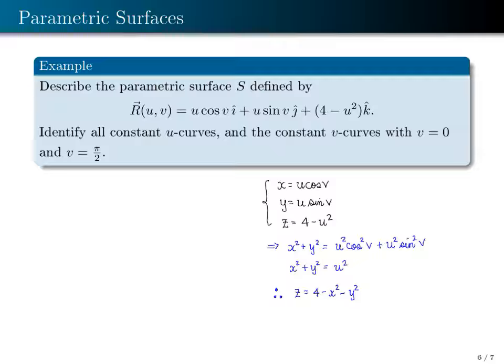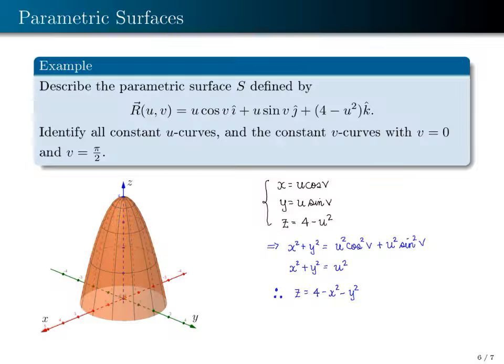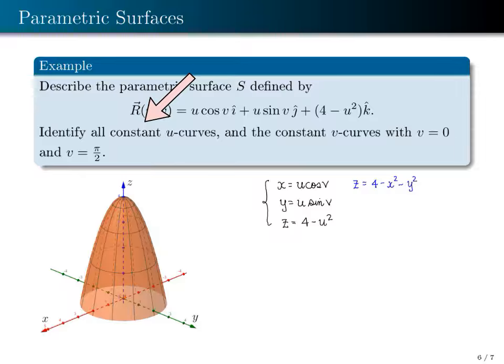Recall from Math 22 that the graph of this equation is a non-central quadric. Indeed, its graph is an elliptic paraboloid opening along the negative z-axis with vertex at (0, 0, 4). A sketch of the paraboloid is shown on the left. We now proceed in identifying all constant u curves of S. To this end, we set u to be the constant u0. We see from the third equation that z becomes 4 minus u0 squared, which is again constant. This means that the constant u curves must be the traces of the paraboloid on planes parallel to the xy plane.